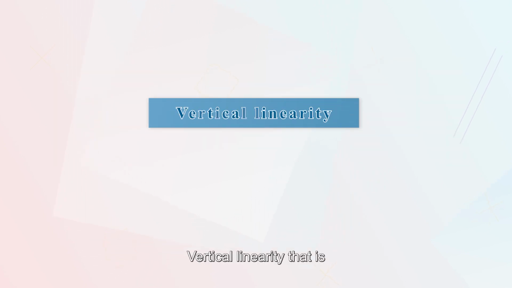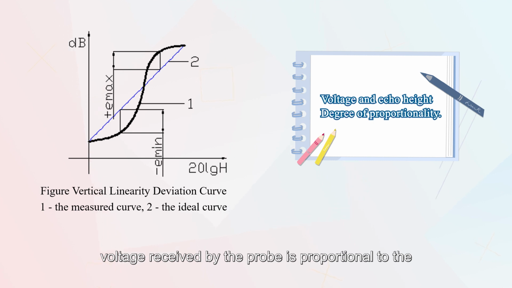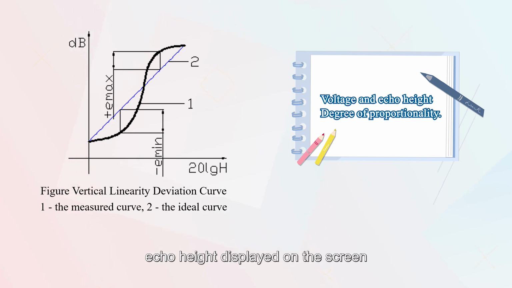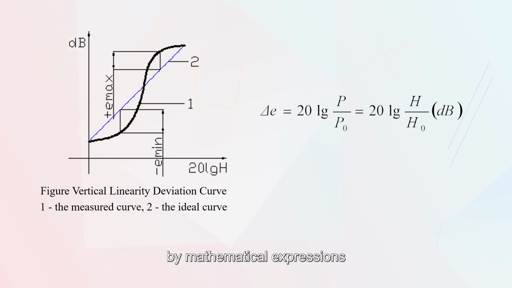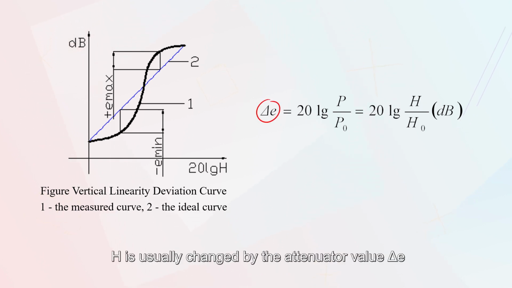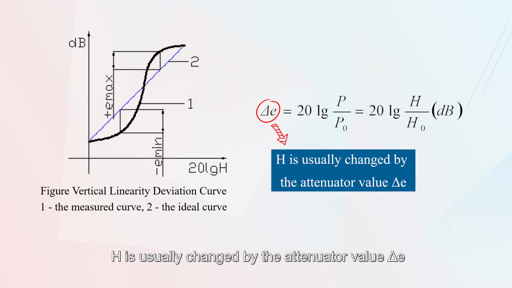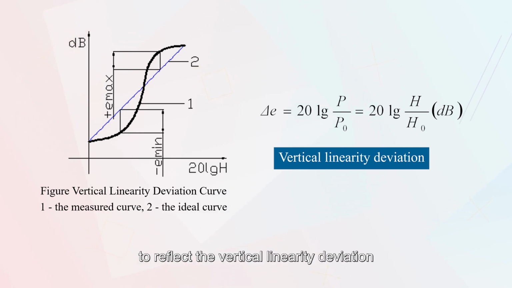Vertical linearity, that is, linearity of the instrument amplifier. It indicates that the magnitude of the signal voltage received by the probe is proportional to the echo height displayed on the screen. From the perspective of convenient measurement, the vertical linearity can be described by mathematical expressions, where h is the echo height on the display screen. In actual measurement, h is usually changed by the attenuator value delta E, and the measured h is compared with the theoretical value to reflect the vertical linearity deviation.